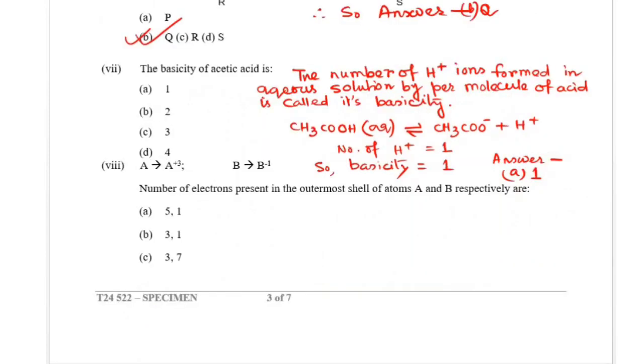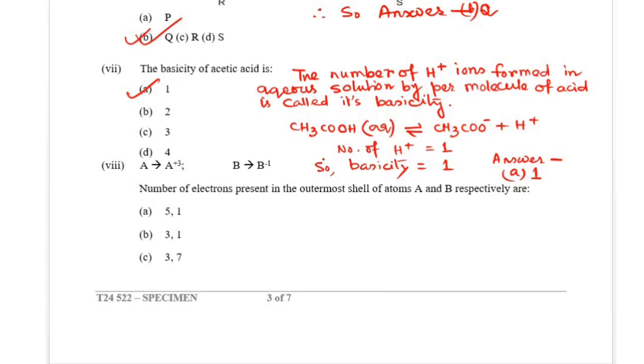The basicity of acetic acid is... We know that the number of H+ ions formed in aqueous solution per molecule of any acid is called its basicity. In the case of acetic acid, in aqueous solution, one molecule of acetic acid forms only one H+ ion. So the basicity of acetic acid is 1. So the right answer is option A, 1.